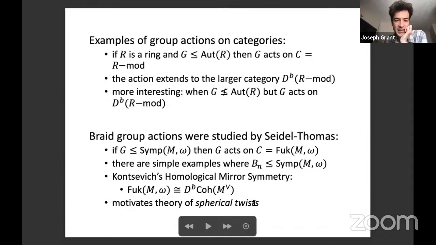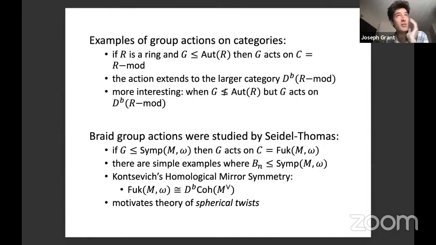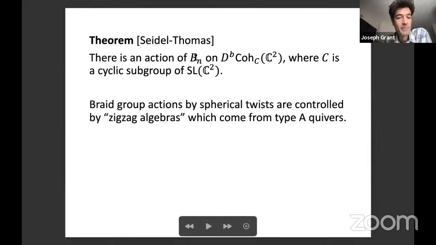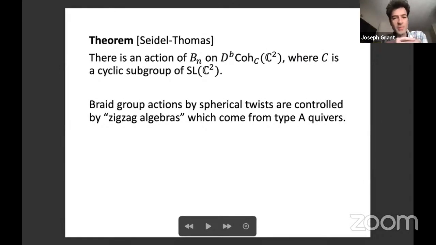And they investigated this and came up with a quite careful and detailed theory of spherical twists. These are certain ways that certain functors, and these can be put together into actions of braid groups. So one example, which I'm going to focus on from their paper here, is they have an action of the braid group on some derived category of equivariant coherent sheaves on affine two-dimensional complex space, where these sheaves are equivariant with respect to some cyclic subgroup of SL_2(C), which acts naturally on C^2.